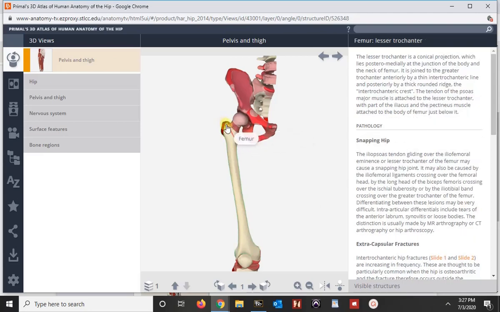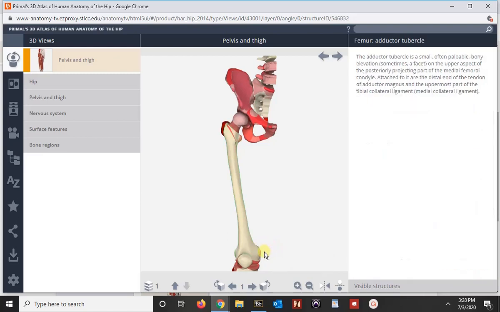Remember, what's that line between the trochanters called? Between is inter, so intertrochanteric line. And then down here, you want to see the adductor tubercle. That's this little tiny bump above the epicondyles right there on the femur. Just this little tiny bump. You can see it better when we get to the back, I think.